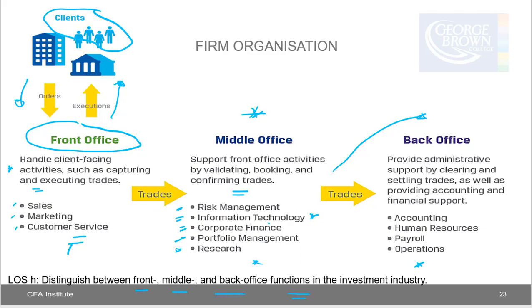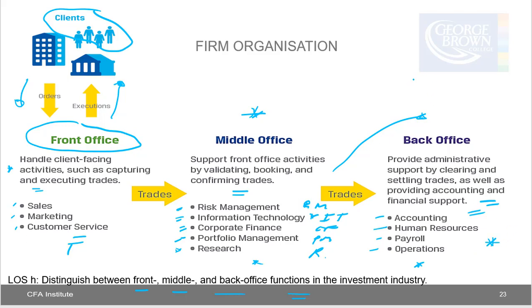I know there's 5 roles as per this chapter, and I might then summarize it down to RM, risk management, IT, corporate finance, PM, portfolio management, research, and that becomes my summarized memorization cue card. Okay, then trades move to the back office, and the back office provides administrative support by clearing and settling trades, as well as providing accounting and financial support. So it's accounting, human resources, payroll, and operations. Okay, those are all considered to be back office.